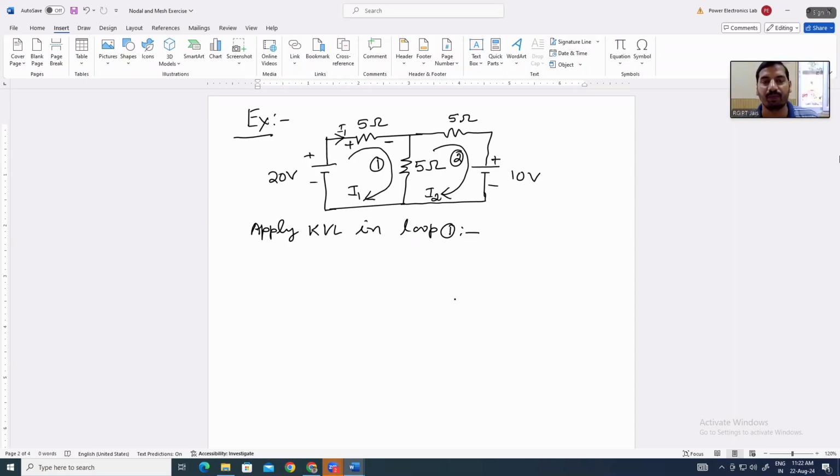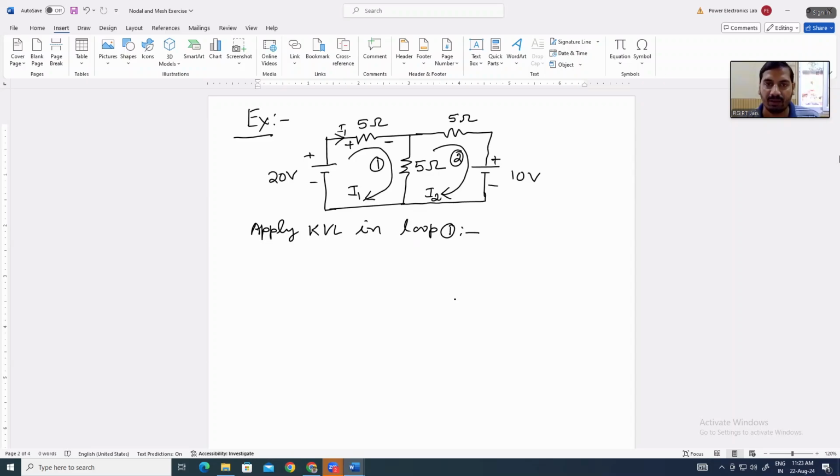Why will it be so? Current moves from high potential to low potential. We have seen in the literature that for the voltage drop across an element, the current flowing in that element goes from higher potential to lower potential. So plus will be here, minus will be here, so that this current I1 flows in this element from higher potential to lower potential.